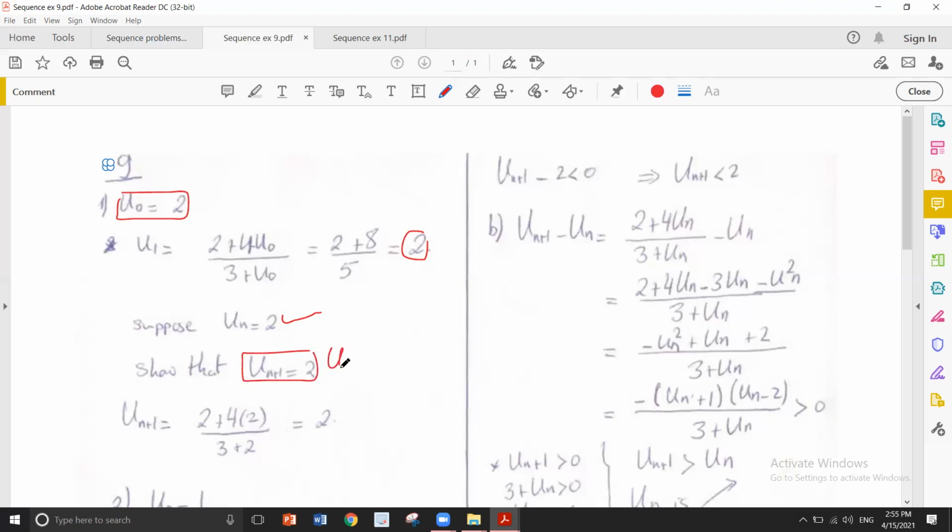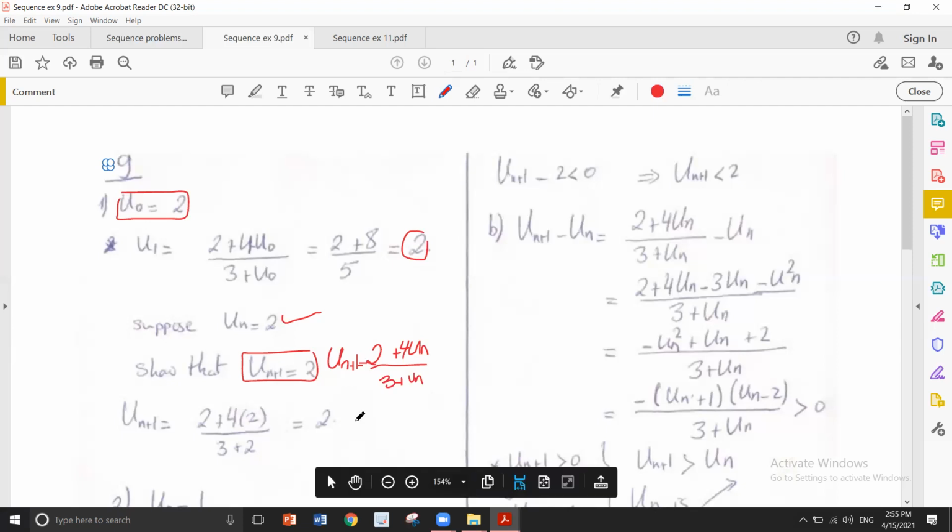We have u n plus 1 equals 2 plus 4 u n over 3 plus u n. Replace u n by 2. So 2 plus 4 times 2 over 3 plus 2, we get 10 over 5, which is equal to 2. So this sequence is constant, and each term is equal to 2.